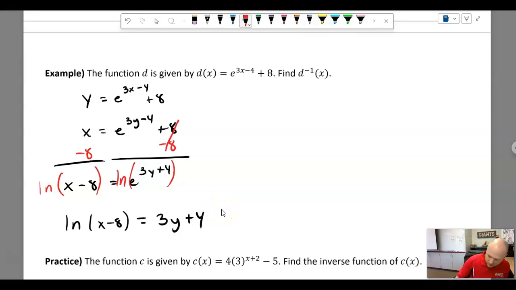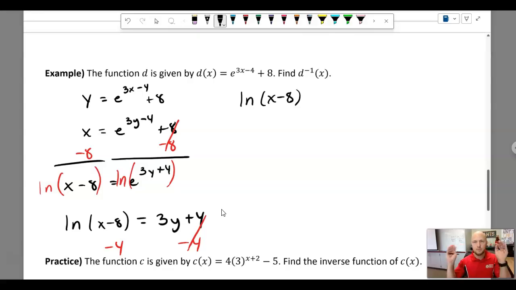So let's subtract 4 on both sides. Subtract 4. And what we get is natural log. Be careful here, x minus 8. You took the natural log of x minus 8, so that's protected. It's already wrapped up, good to go. Now I have that minus 4 on the outside, equals 3y.